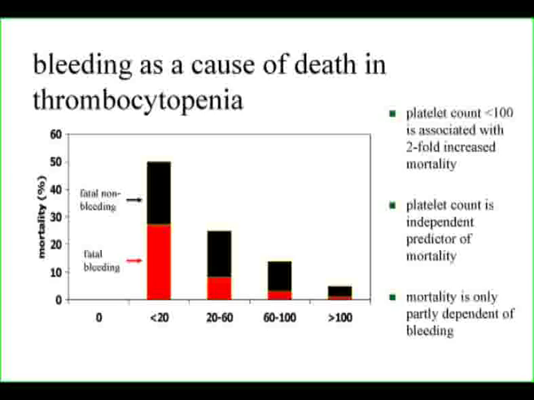Mortality is only partly dependent on bleeding, but over the board, platelet count is a very, very strong independent predictor of mortality. In the intensive care unit, we often calculate scores like APACHE scores and other scores, but it's been shown over and over again that just measuring platelets is a much stronger and, of course, much simpler exercise to predict outcome in patients that are critically ill.